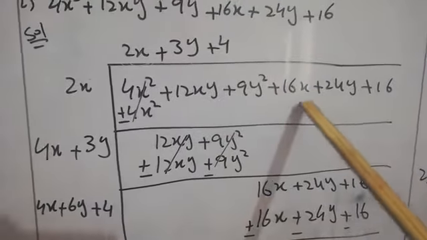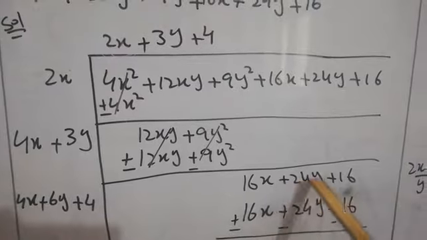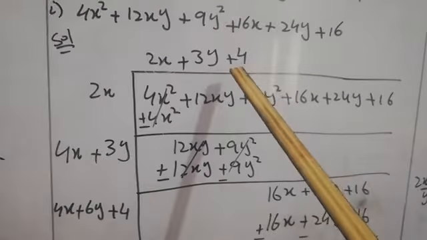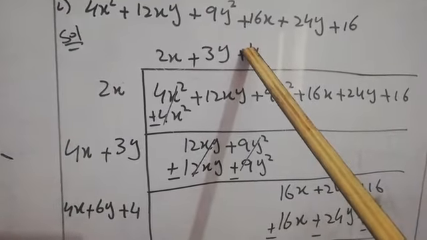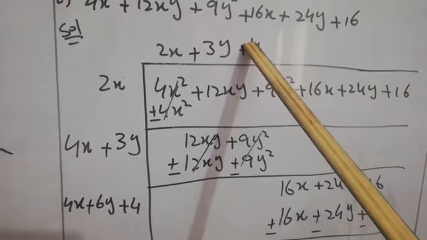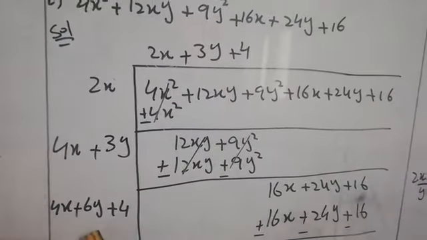Now we will consider the next three values here. Write the next three values here, and then first you will double the answer, 2x + 3y. We will multiply this by 2 and get 4x + 6y.